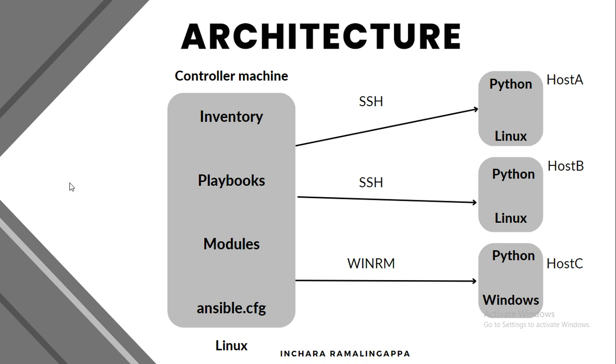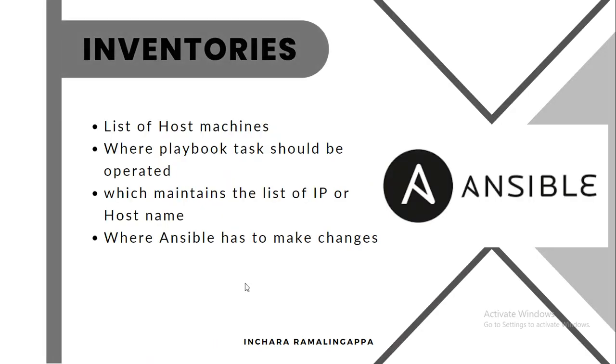Here we can see the inventory and playbooks. In the controller machine we can see inventory, playbooks, modules, and Ansible config files. We'll be connecting this controller machine to our worker nodes by SSH. If our worker machine is Windows, we connect with Windows Remote Management. Okay, this is the entire architecture. We'll see each and every aspect one by one.